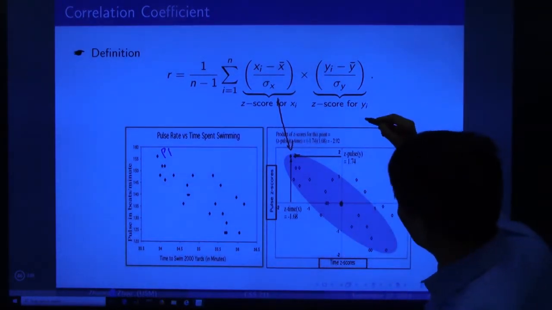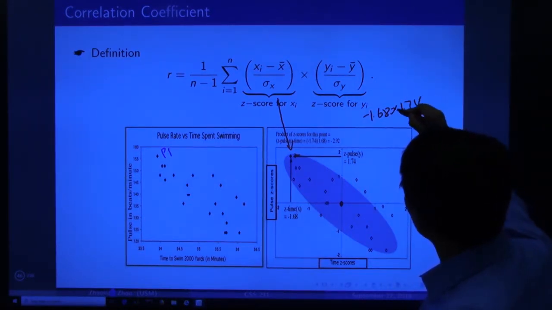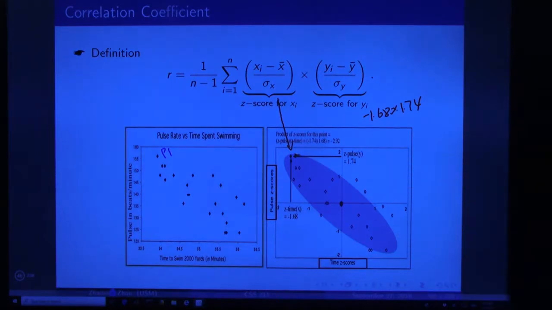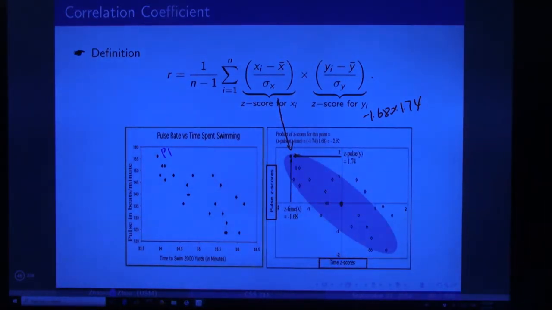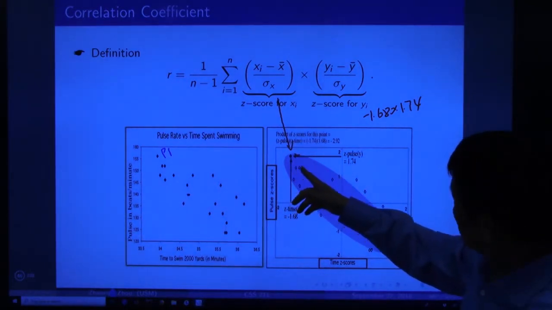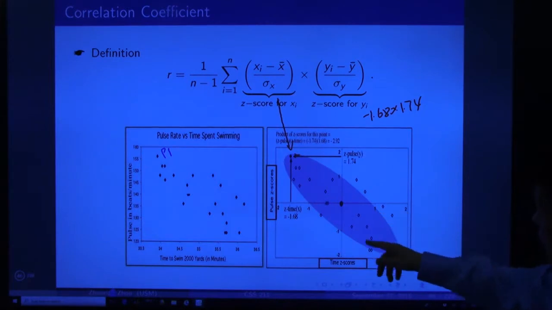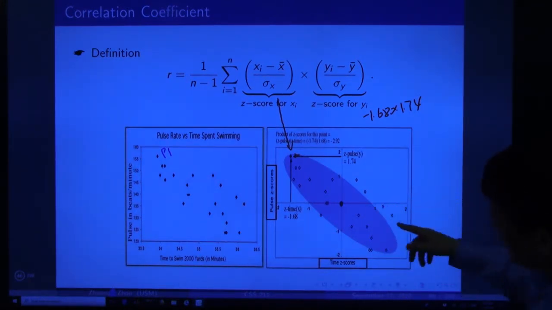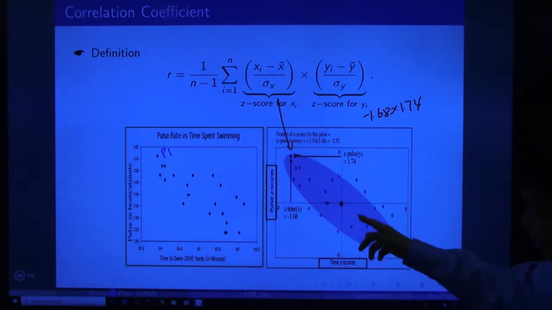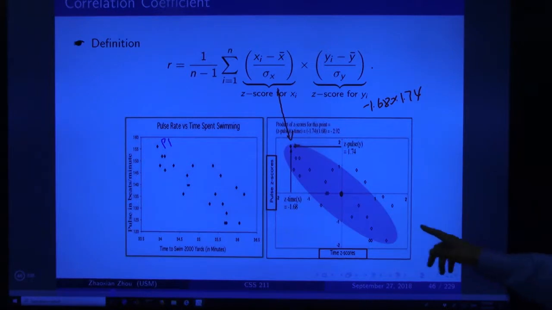So this one here equals negative 1.68 times 1.74. And we know this value is negative. The reason is because this point is in the second quadrant. Similarly for this point, the product must be negative, all these are negative. And for this part here, the z-score for x is positive, but the z-score for y is negative. So the product in the fourth quadrant is also negative.